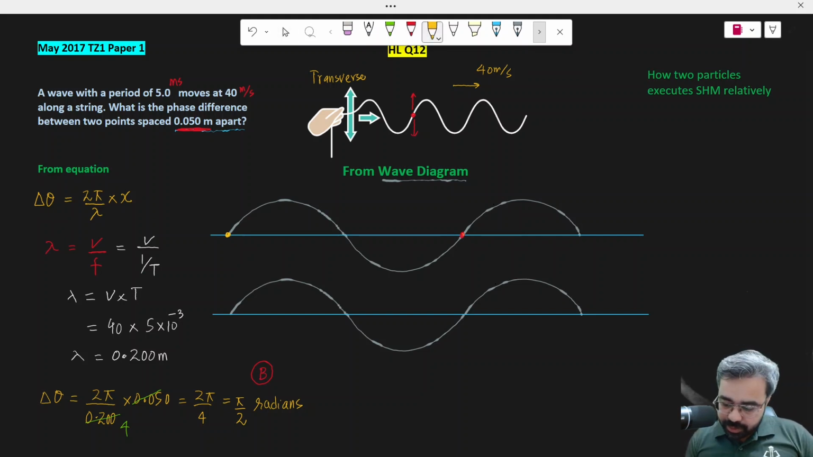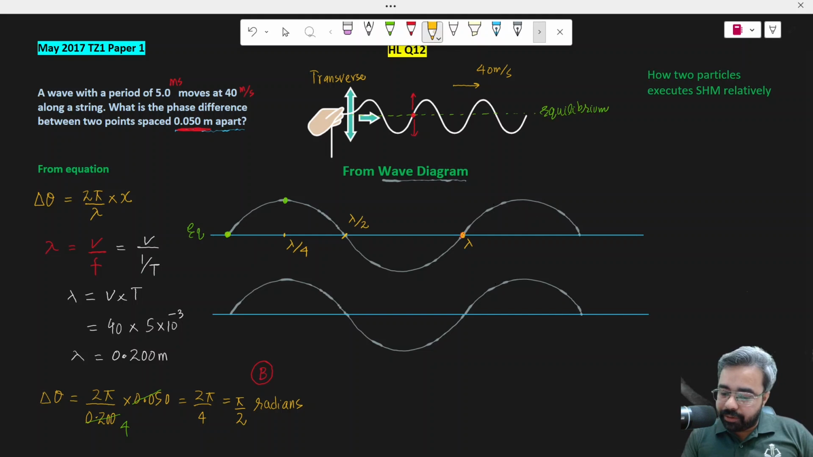If this is lambda, then this is a half wavelength, which means 0.100 meter, and then this point is exactly lambda by 4. So if I am considering one particle at this point, then the other particle right at that time was at its extreme position. So if this is the equilibrium position during the SHM, I mean to say this is the equilibrium position.